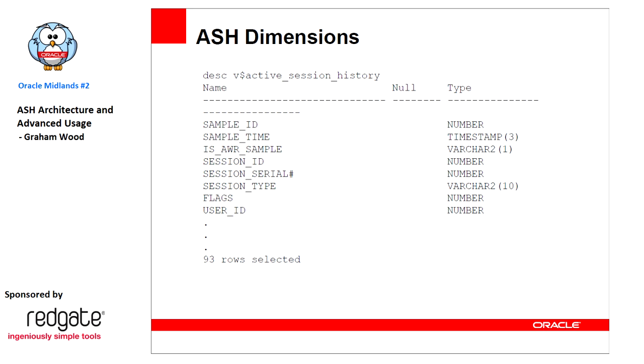Okay, so ASH is really a big fact table, and there's a whole bunch of dimensions. So session ID, session serial number, user ID. There are 93 columns in it at last count. There's probably a few more by now. This was done from a 12c database, I think, so it's probably not changed too much from there.